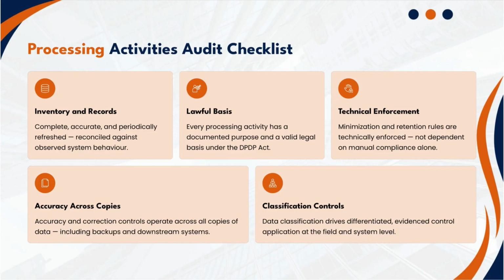For accuracy, test propagation. Change something in one system and follow it. See how far it travels. For classification, sample 20 files and check labels. Then ask whether the label changes any control. And for everything, remember the testing ladder. Inquiry, observation, inspection. Climb it every time. Here is my closing question for this whole area. Show me one record and show me everything you know about it and everywhere it lives. If they cannot, that is your finding.